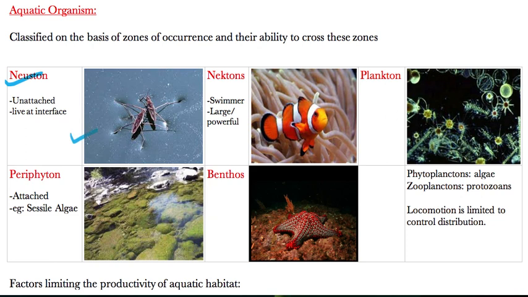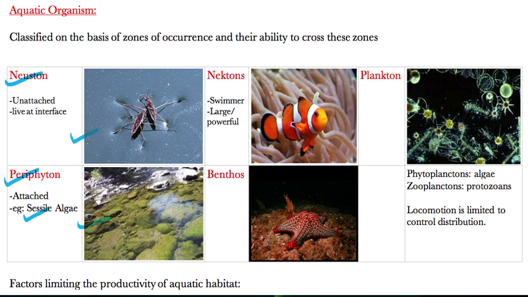Then you have periphyton. What are periphyton? They are attached to their habitat, and one example is sessile algae. As you might have seen, they are attached to the rocks, as you can also see in the figure. So these are periphyton. Then you have nekton.